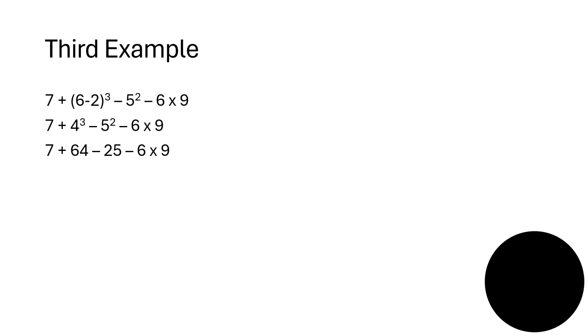So we took care of the exponent precedence. Now we take care of the multiply and divide precedence. And so now we have 7 plus 64 minus 25 minus 6 times 9 is 54. So we have no more multiply and divide, so we do add and subtract. And so we do 7 plus 64, which is 71, minus 25 minus 54. Then 71 minus 25 is 46, minus 54, and that is -8.